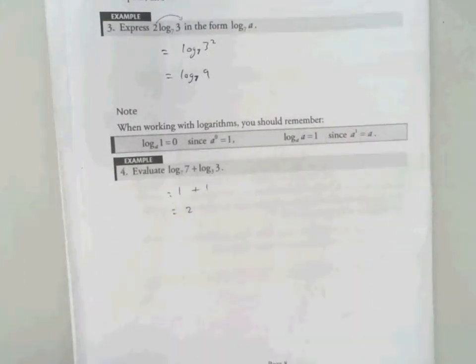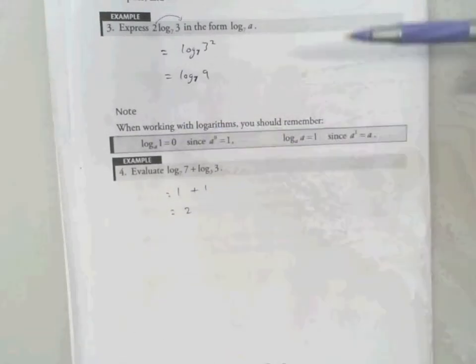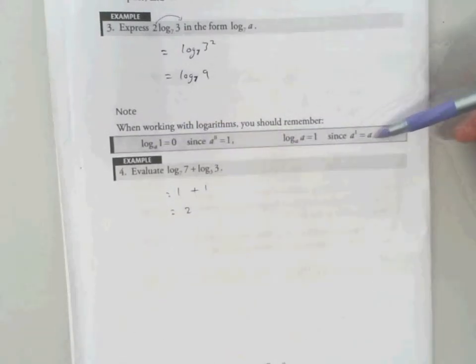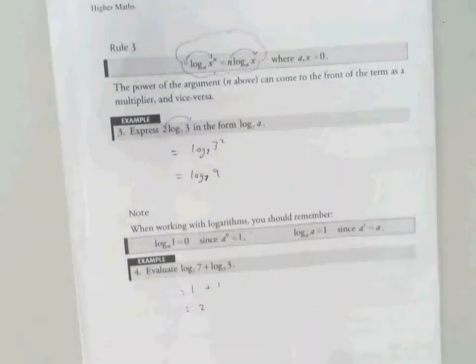A couple of other things to be aware of when working with logarithms. Since a to the 0 is 1, log to the base a of 1 will be 0, and since a to the 1 is a, log to the base a of a will equal 1. How do we know that?